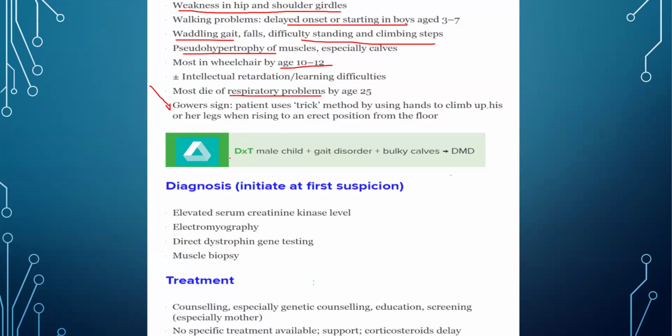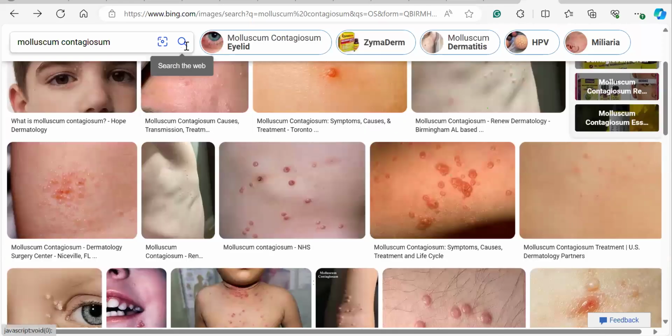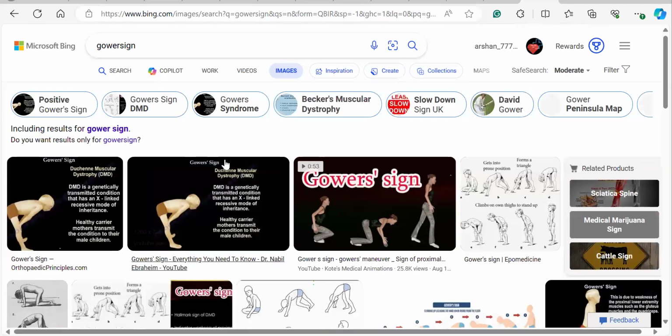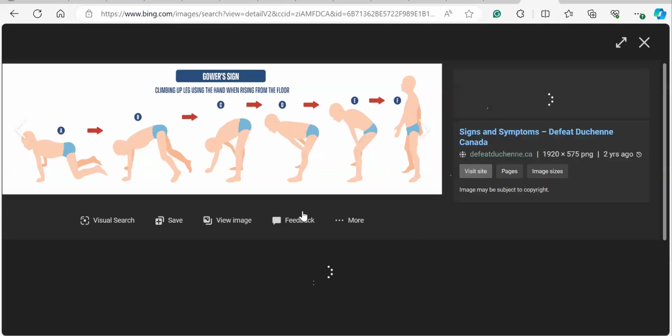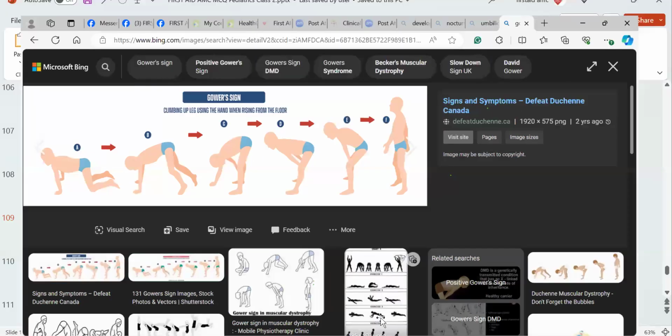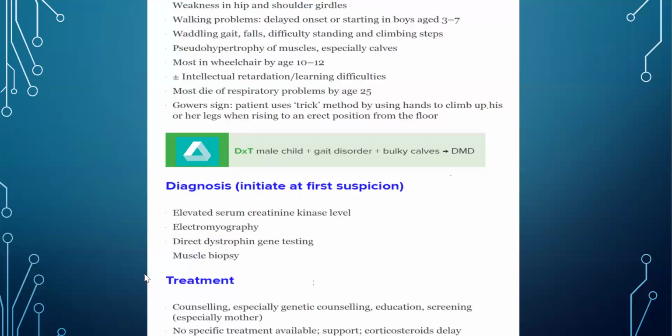There is a sign that we look for in these children called Gower sign. I'll show you how that looks. So this is how a child with DMD usually starts walking. They first put their body pressure on the arms and on the legs, and then gradually they stand up like this. That's what we call Gower sign, which is a common finding in this case.